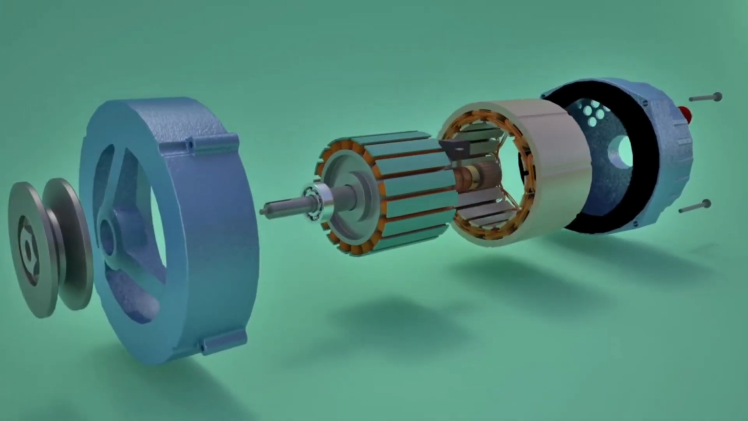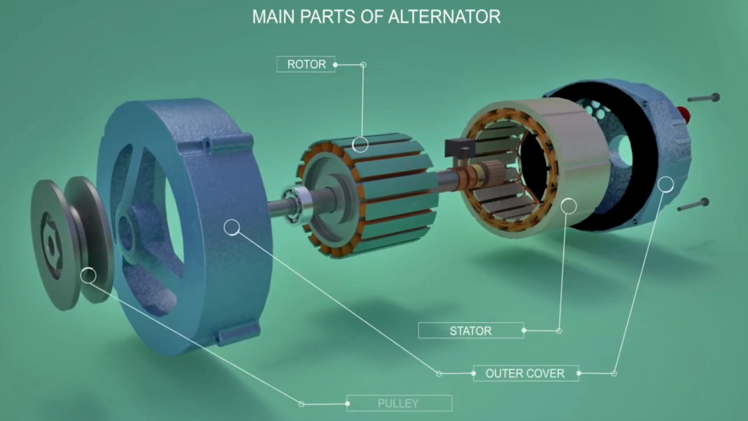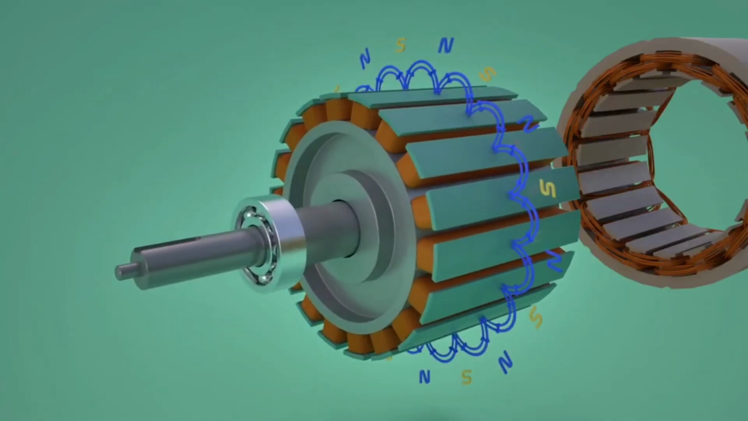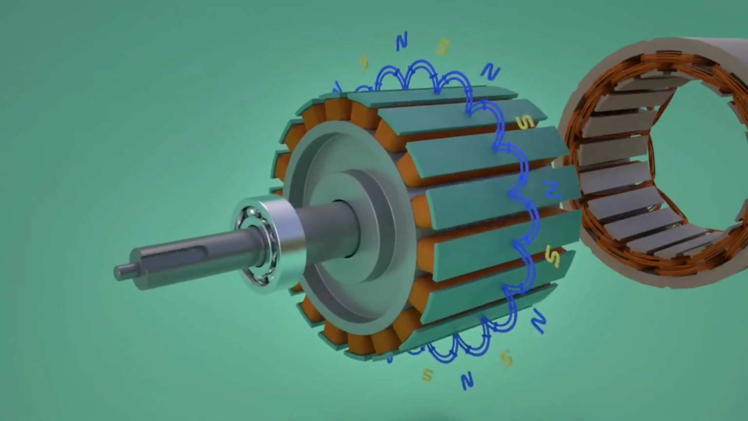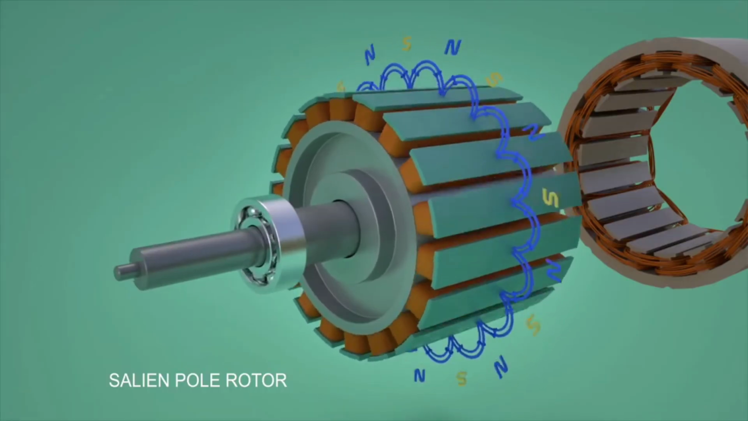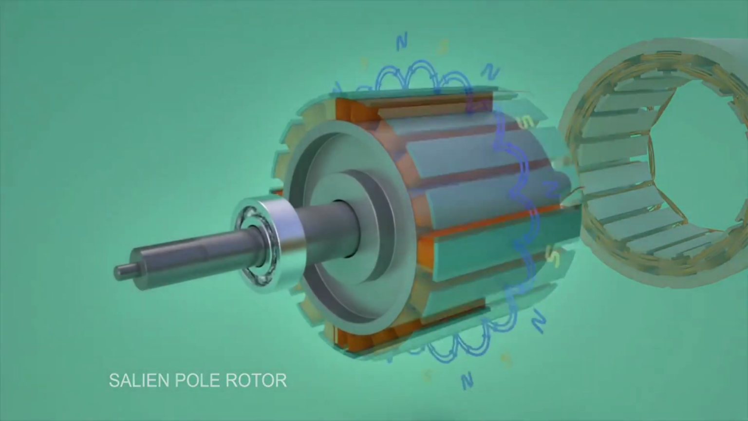Main parts of alternator are rotor, stator, bearing, slip ring, regulator, DC generator, pulley, outer cover. Rotor produces a rotating magnetic field. Armature coils are stationary and rotating magnetic flux associated with the rotor induces electricity in the armature coils.